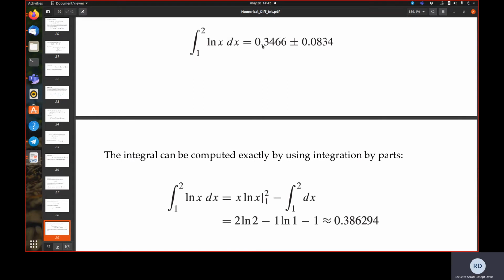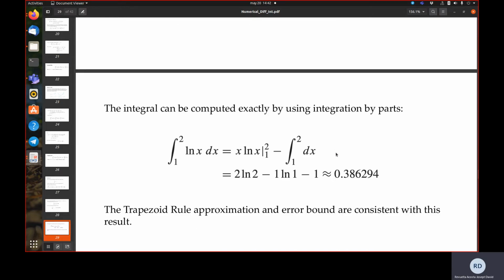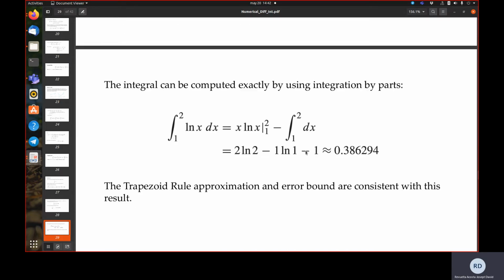If we compare this real value with the value we obtained, we have a certain error. We have 0.3466, so it's within the error, because if I add 0.3466 plus 0.0834, I get 0.43. So 0.43 is in between this one minus this one and this one plus this one. So it's accurate because it's inside of the bound we computed for those values. Okay, so it's well computed.